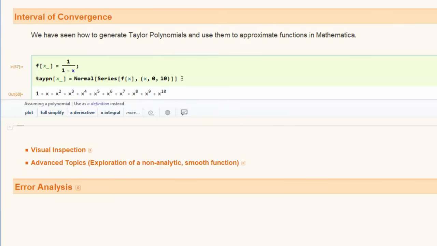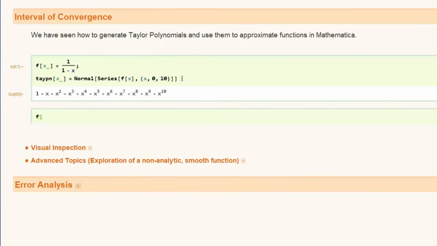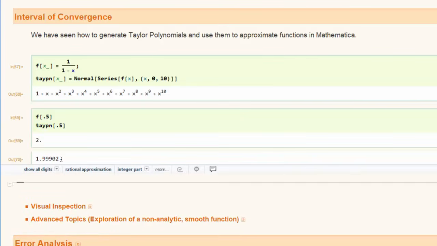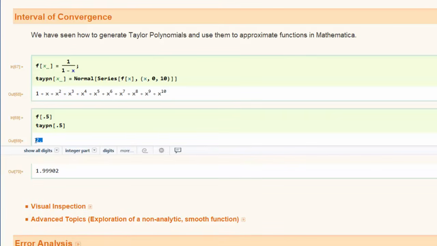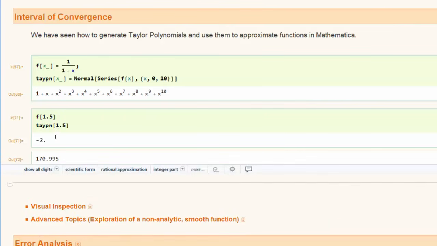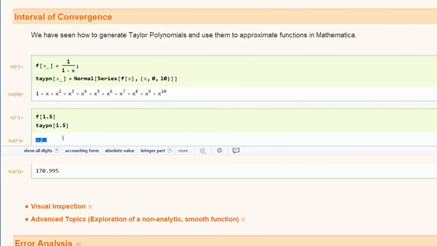For instance, if I wanted to evaluate my function at 0.5, I could approximate that value by evaluating the Taylor polynomial at 0.5. And I can see that the Taylor polynomial approximation is very close to the exact value of my function evaluated at 0.5. However, if I try that same technique to approximate my function at 1.5, here I can see that my Taylor polynomial is absolutely not a good approximation for the exact value of my function at 1.5.